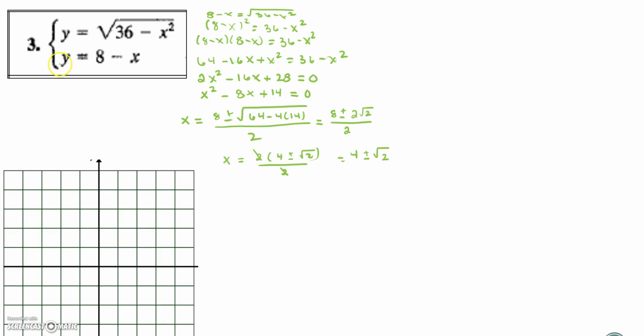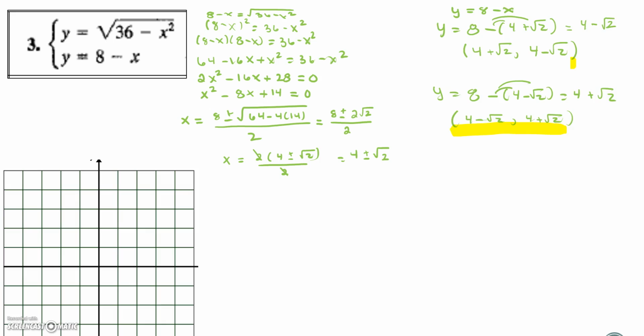So now I'm going to plug it into my second equation to find the y coordinate. You can plug it into either equation, but the second one is simpler, so I'm going to do that. So go ahead and pause the video and solve for y. Okay, so I plugged in 4 plus root 2 and got out 4 minus root 2. So this is one of my coordinate pairs. And then I plugged in 4 minus root 2 and got out 4 plus root 2. So this is my second coordinate pair. So those are the 2 spots that they intersect.